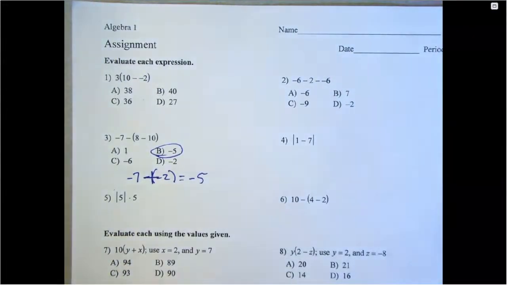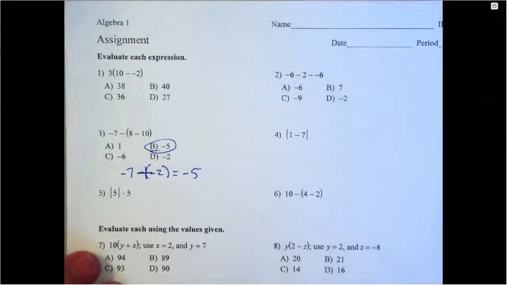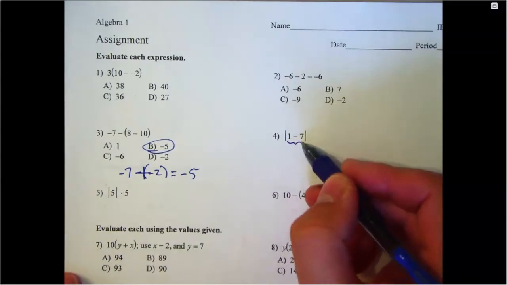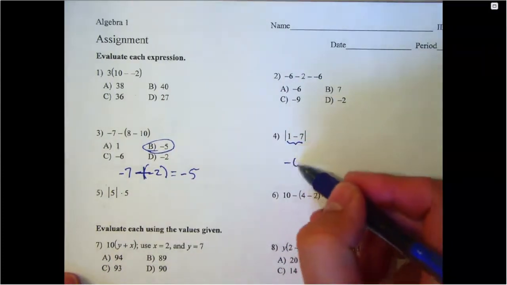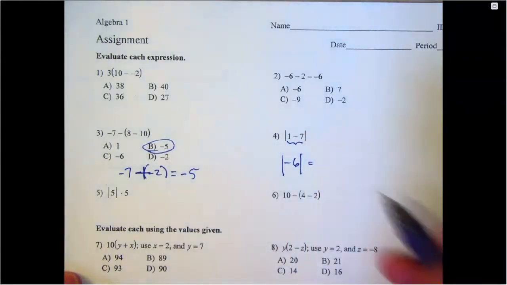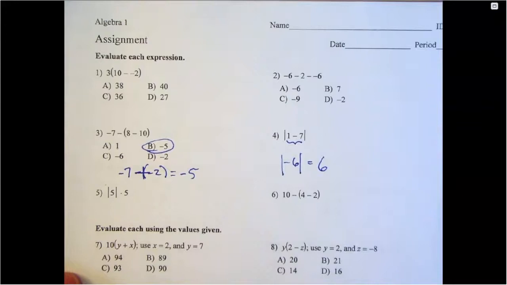Some of these are multiple choice and some are not. Like number 4 is one of those absolute value ones I was just showing you. So I'd work on the inside there. So 1 minus 7 is negative 6, but that's in the absolute value, so then the absolute value of negative 6 is 6.